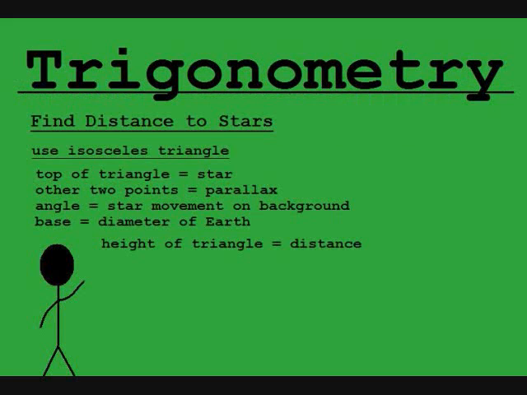Trigonometry. Trigonometry is used in such concepts as finding distances to stars or other objects in space from Earth. This uses a triangle where one point is the star, the other 2 points come from the parallax.